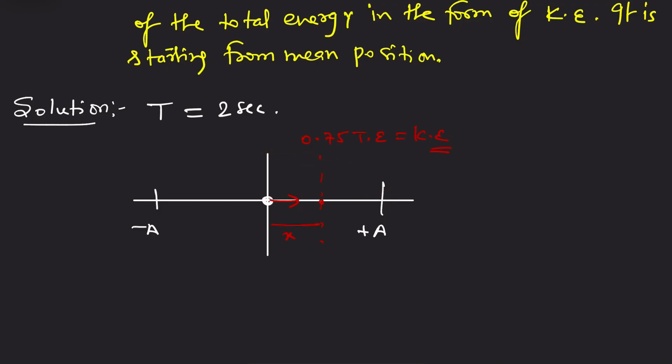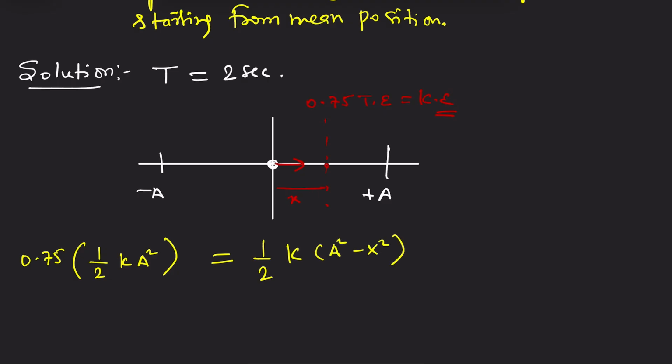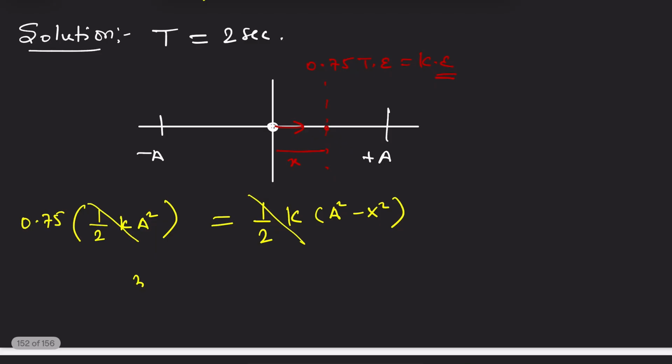So here I can say, guys, that the total energy is half k A square. This is the total energy. We want the kinetic energy to be 0.75 of this, so let's write this. We also know that kinetic energy can be written as half k (A square minus x square), if x is the position from the mean. So if I use this idea, we can omit half k, and we have 3/4 of A square equal to A square minus x square.